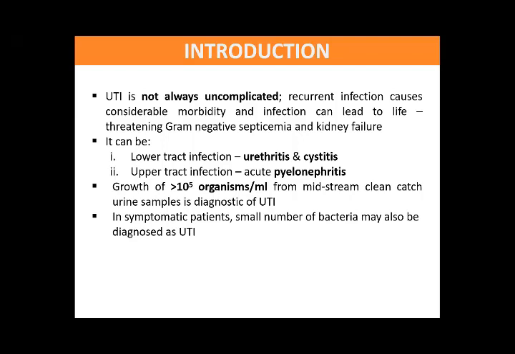So growth of 10 to the power 5 per ml is the definition parameter from midstream urine, that is very important. You have to collect urine from a midstream morning specimen for diagnosis of UTI. In a symptomatic patient, even a small number of bacteria may be diagnosed as UTI. This is the number of organisms per ml. But if the patient has burning micturition, is febrile, has dysuria, urgency and frequency of urine, and has a small amount of organism in the urine per ml, that can be a UTI.